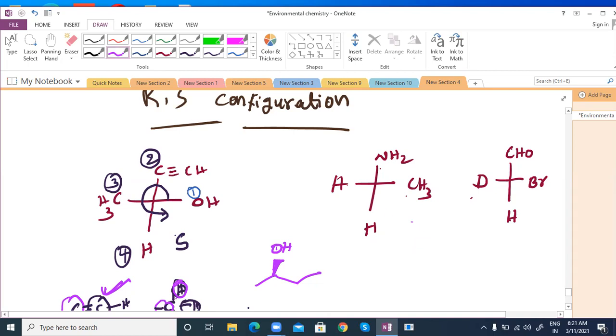Now can you try here? Can you write the RS nomenclature here? Is it possible? No, we can't write it, because here it's not chiral. Correct. Both are the same hydrogens. We have to write only at chiral centers. So this is not a chiral center, so you can't write it. Very good. Correct. You can try here now.